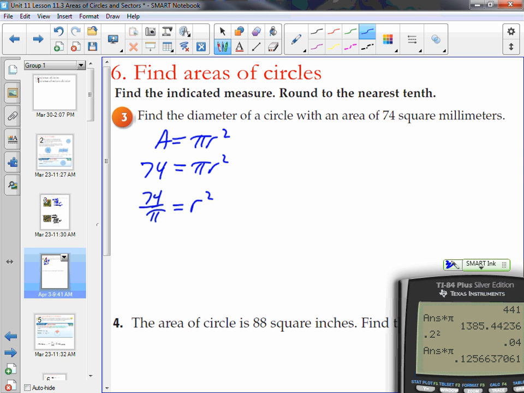Now, what do you do to get the radius? Take the square root of both sides. So the radius is whatever the square root of 74 divided by pi is. And since our area was in square millimeters, our radius will be millimeters. So, as unattractive as that answer is, that's our exact answer. Now, they do want it to the nearest 10. So let's see.